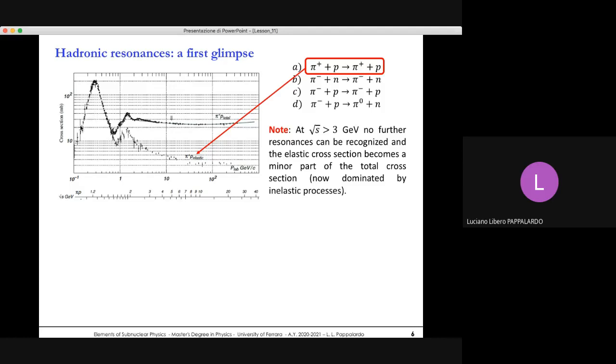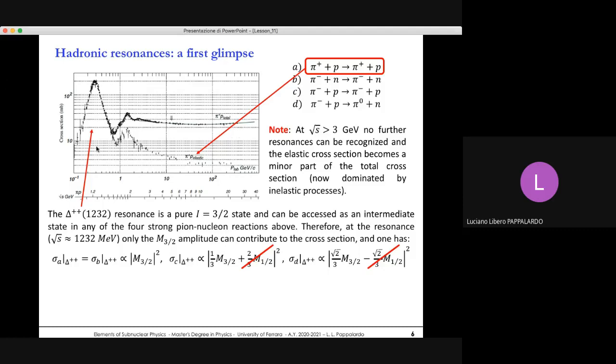So as you see, at low energy, the total cross-section coincides with the elastic scattering cross-section. But as soon as you move to higher energy, the elastic cross-section decouples from the total cross-section, becomes smaller and smaller, because at high energy you have many more contributions from inelastic processes.